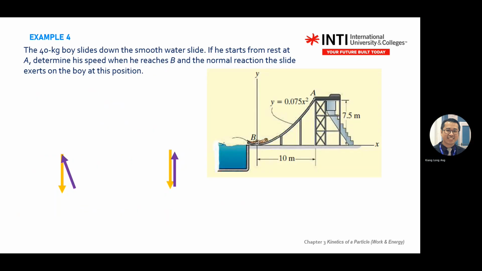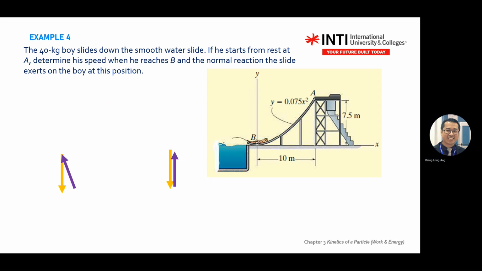Example 4 will be another case. Ignore the two arrows first. A 40 kilogram boy slides down the smooth water slide here, sliding down from the top. Again, you see there's a parabolic shape here, y equal to 0.75 x squared. There is a curvilinear motion. The r, or the rho, is not given.